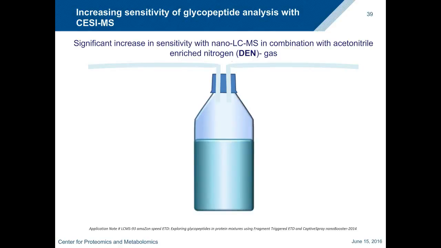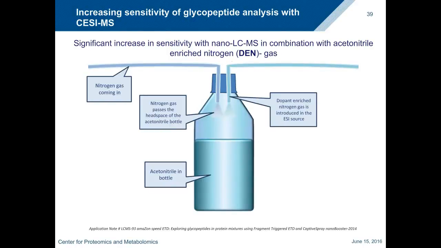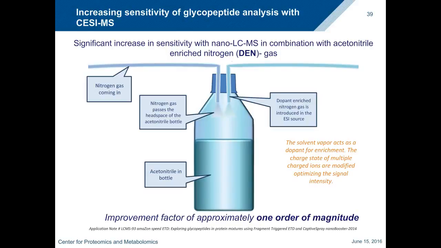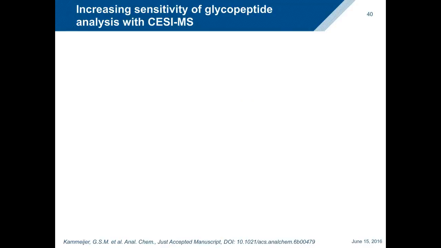You have a bottle with a dopant in there, so for example acetonitrile. Then you have our nebulizer gas, in our case nitrogen gas, coming into our bottle, and it mixes together with the ACN, and at the end you will have a dopant-enriched nitrogen gas, which you can introduce into your ESI source. And they saw for glycopeptides that they got higher charge states, and also that they got an increase in signal intensity. And overall, 1 order of magnitude was found as an improvement factor. So that was really interesting. So we thought, is this applicable for CESI MS?